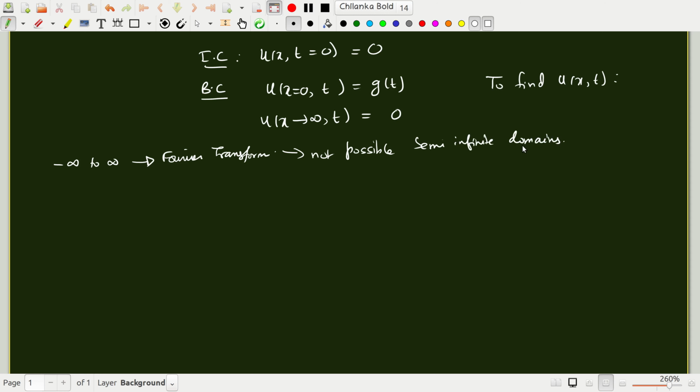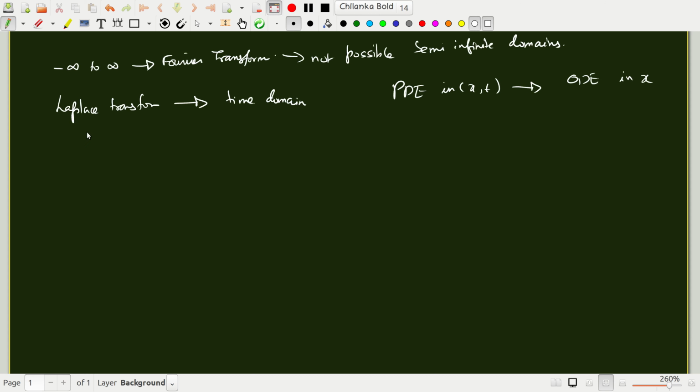Okay. So what we instead do here is we use the Laplace transform to transform the time domain. In that process we will eliminate the time derivative, and instead of a PDE in x and time we will end up with an ODE in x, and that is relatively easier to solve. So what we first do is to take the Laplace transform of the entire PDE.